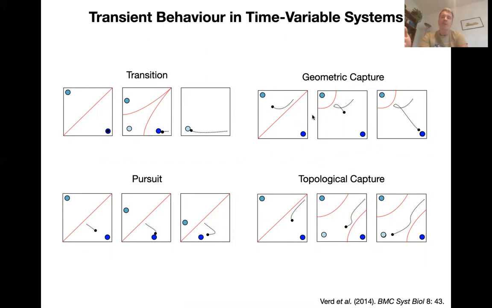You can have something called a geometric capture, where the separatrix is moving and captures the trajectory. You can get loopy trajectories here that you cannot get in normal dynamical systems. And you can have a system chasing a moving attractor here. We call this a pursuit. But basically, all of these different types of dynamic, transient, time-variant behaviors generate different types of dynamics, okay? And different types of transitions that you can get from those dynamics.